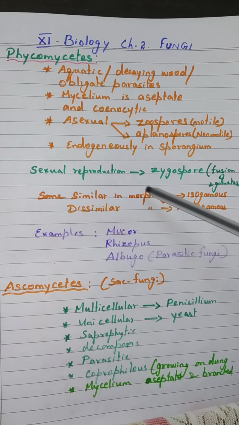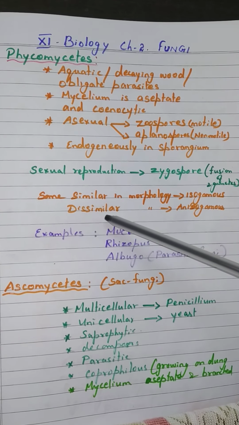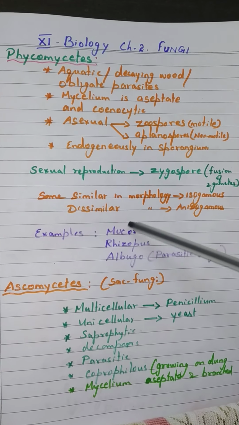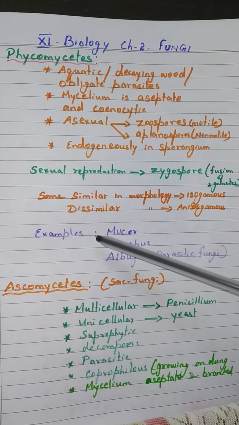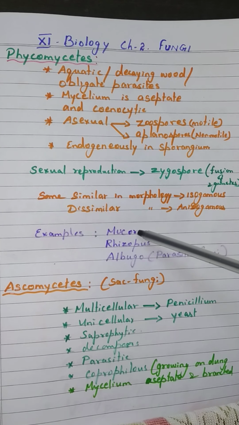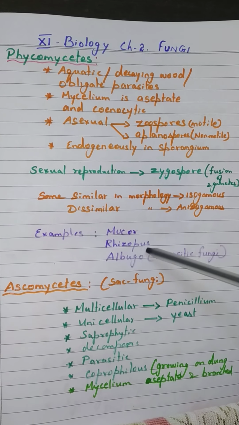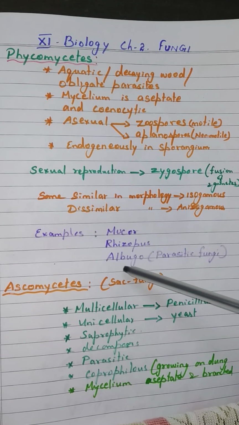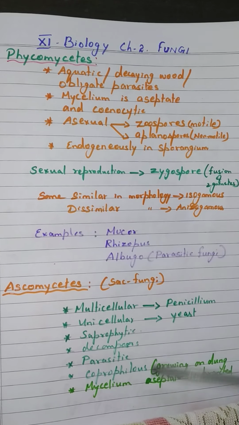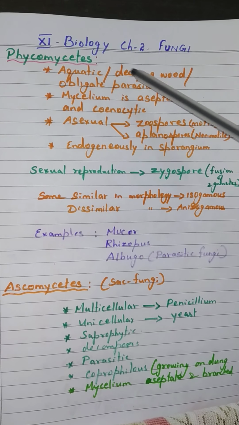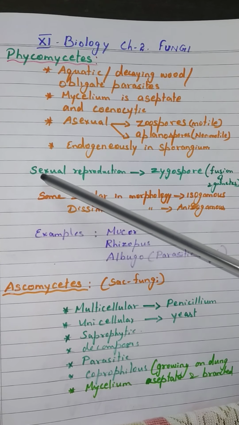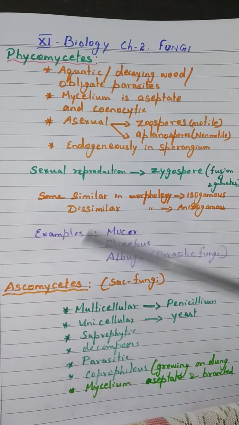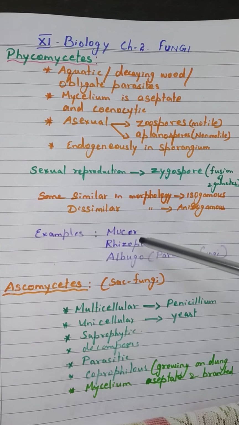If they are similar in morphology, they are known as isogamous, and if they are dissimilar in structure, they are called anisogamous. The common examples for Phycomycetes are Mucor, Rhizopus. Do you know what is Rhizopus? Yes, bread mold. And then Albugo, which is a parasitic fungus. So Phycomycetes are aquatic, the mycelium is coenocytic, and both asexual and sexual reproduction take place. Examples are Mucor, Rhizopus, Albugo.